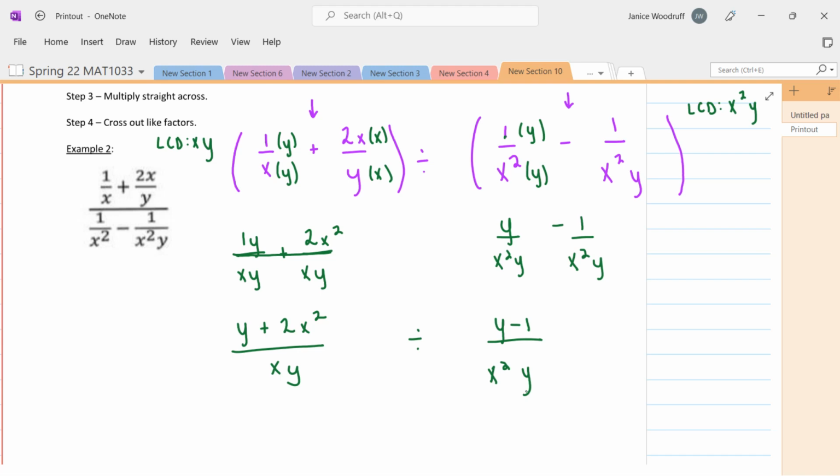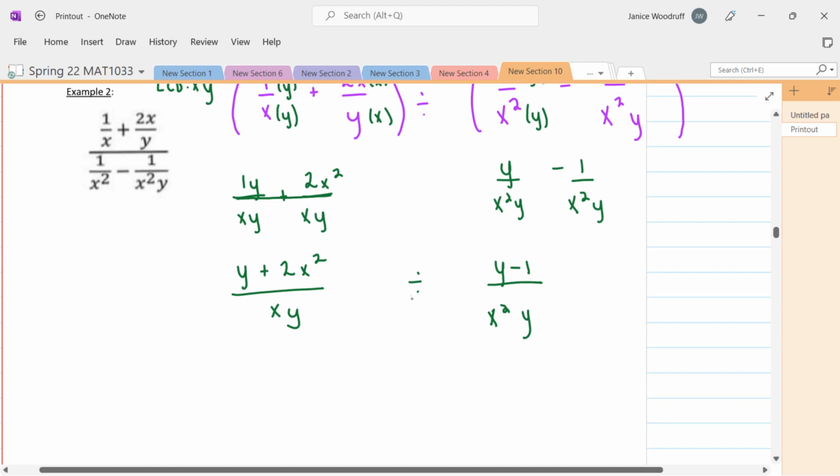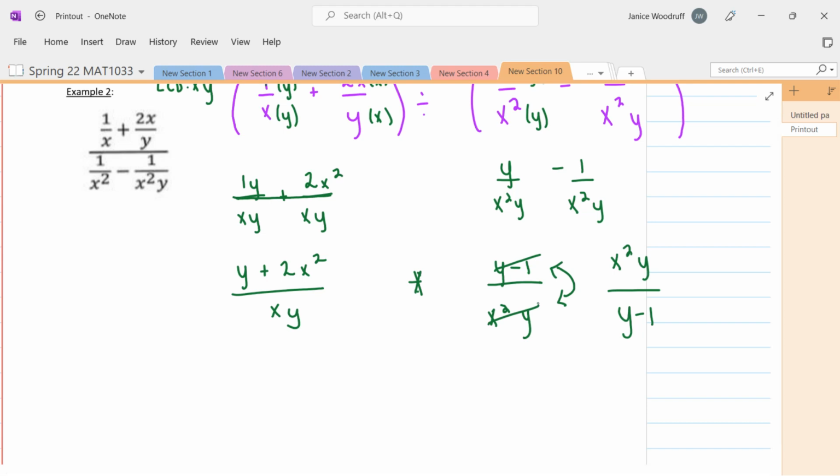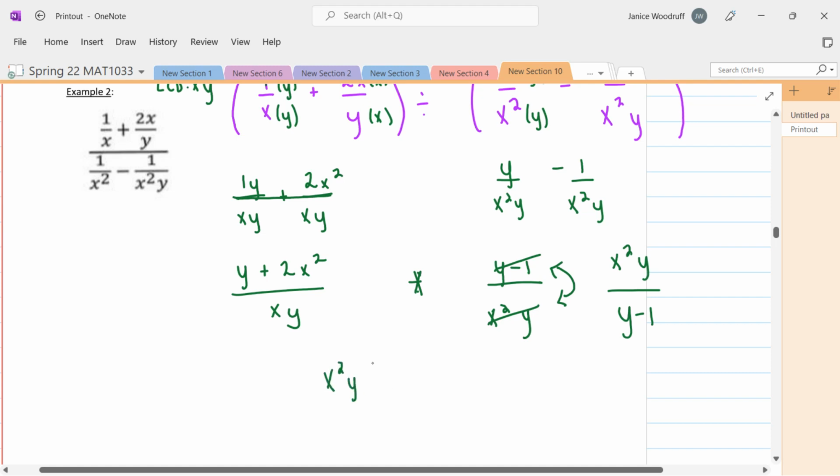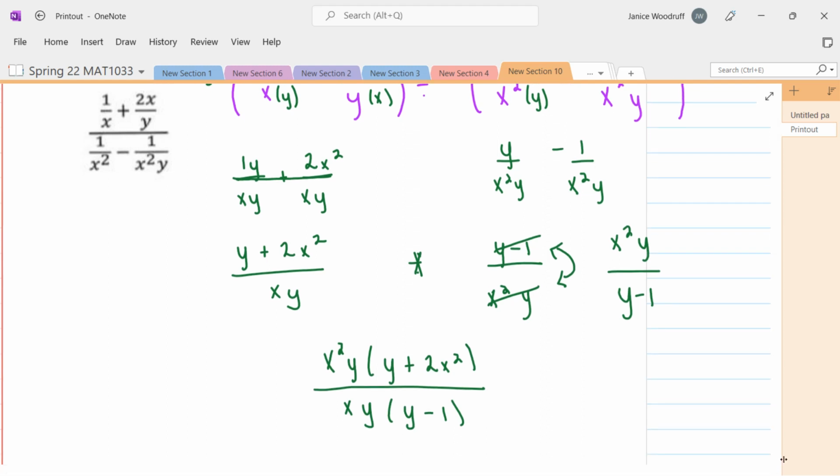Okay, now we do the complex fraction part where we keep, change, flip. So we would change to multiplication here and flip this fraction here. So this would be an x squared y here, y minus 1 in the bottom. Okay, now it's multiply. So I really just write this all next to each other, right? So I've got the singular term first, x squared y, times y plus 2x squared, over xy, times y minus 1. Can I cross anything out?